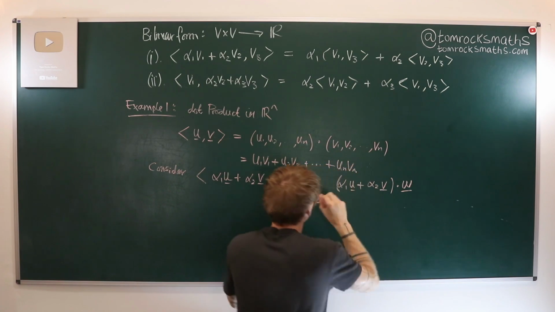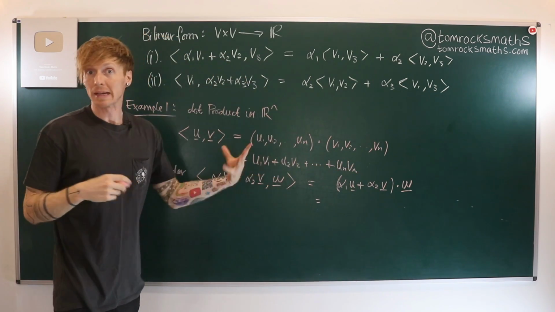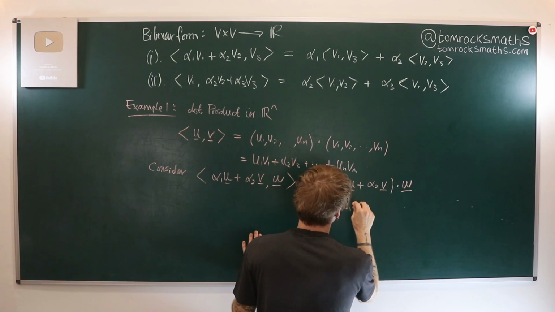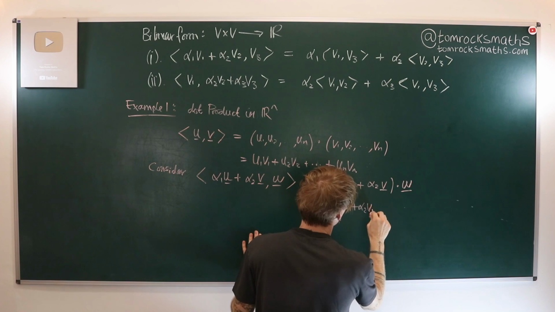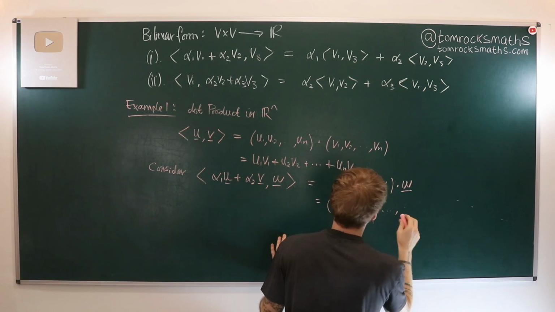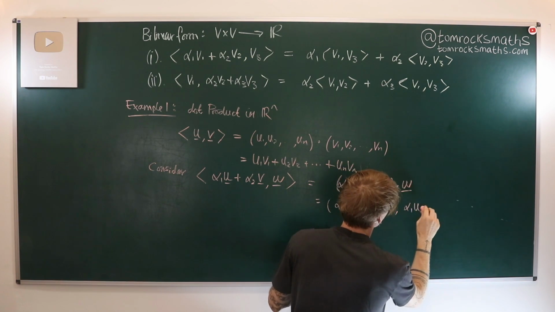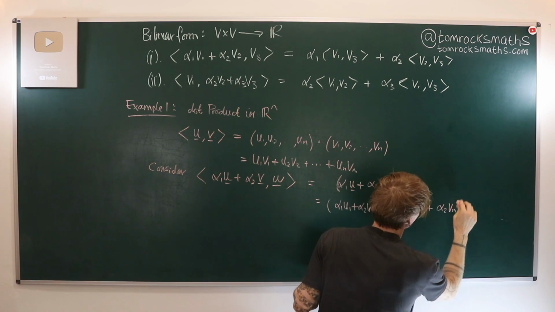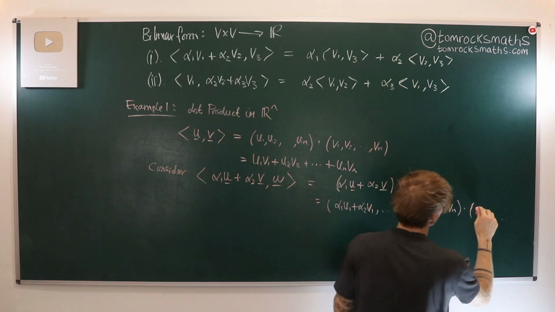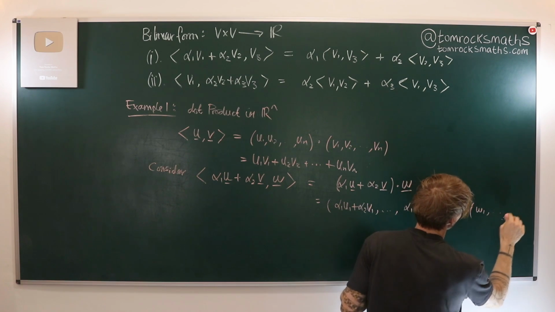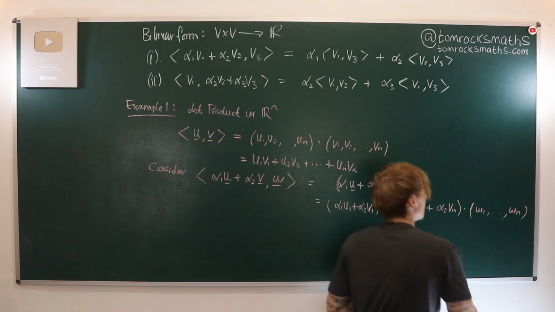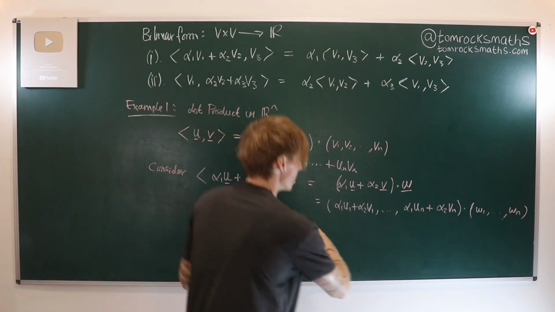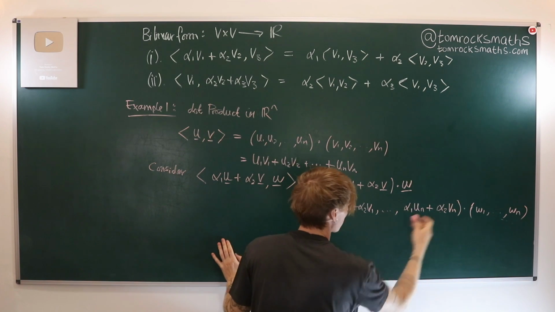But then if we were to write out all of those component by component, the first one is going to be alpha 1 u1 plus alpha 2 v1, all the way up to the same thing, alpha 1 un plus alpha 2 vn, dotted with w, which is w1 up to wn. And now we just multiply out using the rules of the dot product.